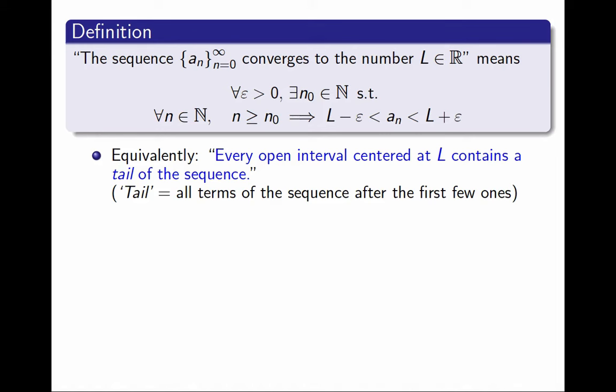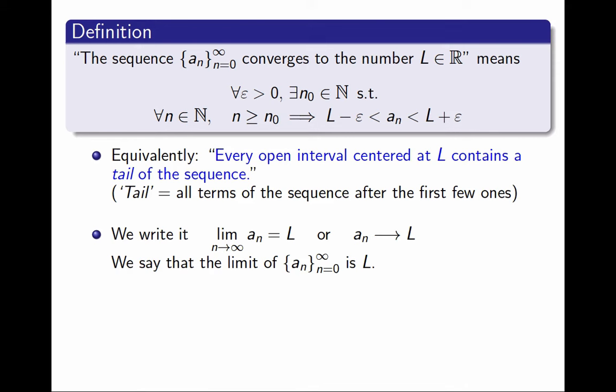Next, a bit of notation. In this situation, we write that the limit as n approaches infinity of the sequence an is the real number L, and there is the implicit convention that n only takes natural values. Alternatively, we may write this as an right arrow L. And we say that the limit of the sequence is L, or that the sequence converges to L, as I wrote above.